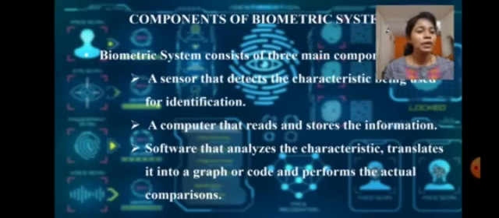The computer reads and stores the information that the sensor detects. Once the information is stored, there is software which handles the characteristics and translates all the input captured by the sensor and stored by the computer into a form of graph or code, so that an actual comparison of data can be done.